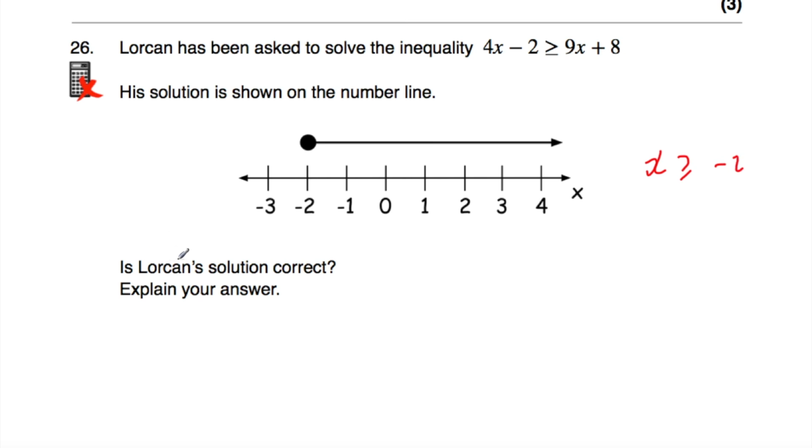And then we're asked, is Lorcan's solution correct? Explain your answer. Okay, so let's solve this inequality and see what the answer should be. So we've got 4x minus 2 is greater than or equal to 9x plus 8. Okay, so we want to solve this inequality.